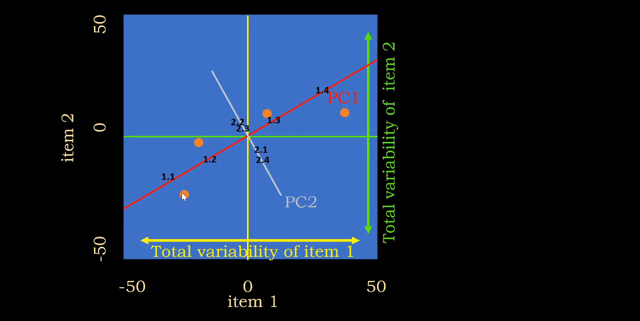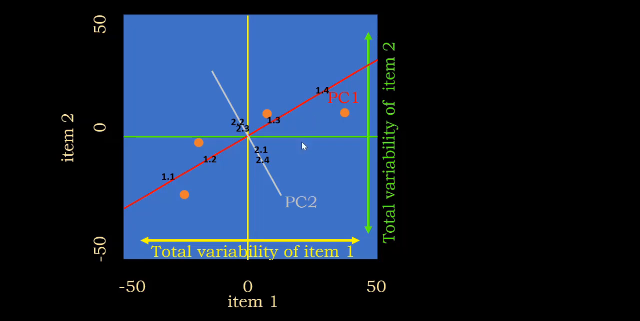So what I showed here is the projection of each of those observations to the principal component. This one observation is projected there, and I put 1.1, so that means it's the projection of the observation of participant 1 to principal component 1. This one, 1.2, is the projection of participant 2 to principal component 1. 1.3, the observation of participant 3 to principal component 1, and 1.4 is the projection of participant 4 to principal component 1.